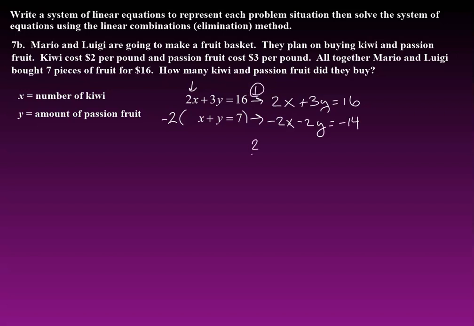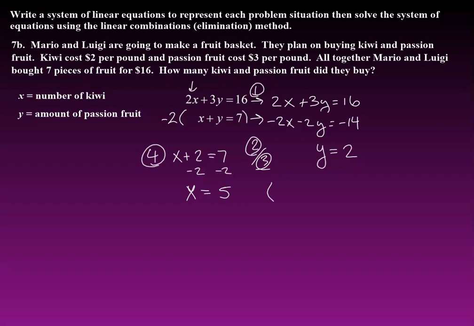Step 2 is to add the two equations, so we get y equals 2. Step 3 is already done because there's nothing else to do. Now step 4, where we plug the 2 into y. The second equation is the easiest one to use because it has the smallest numbers. So we get x plus 2 equals 7. We subtract 2 from both sides, and you get x equals 5.